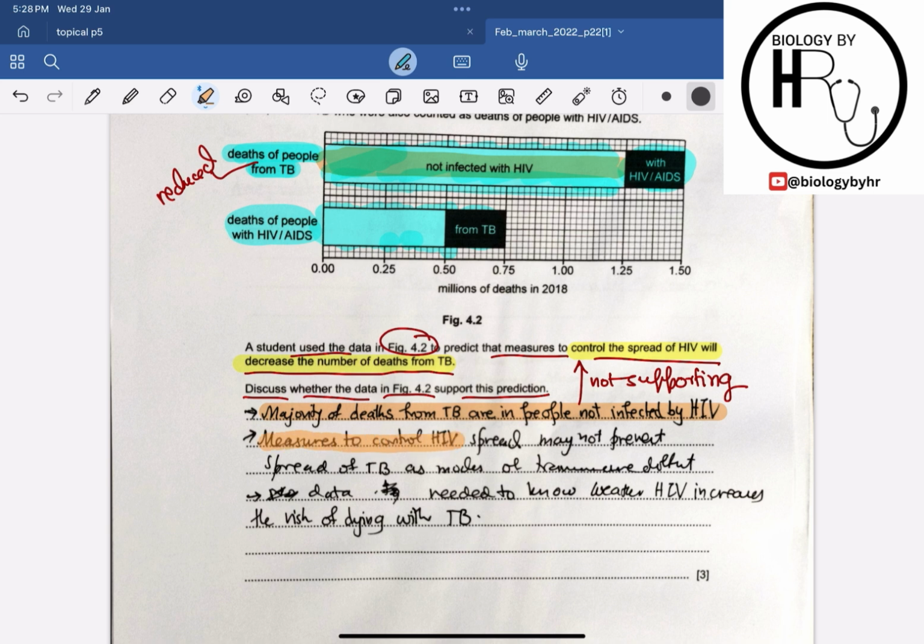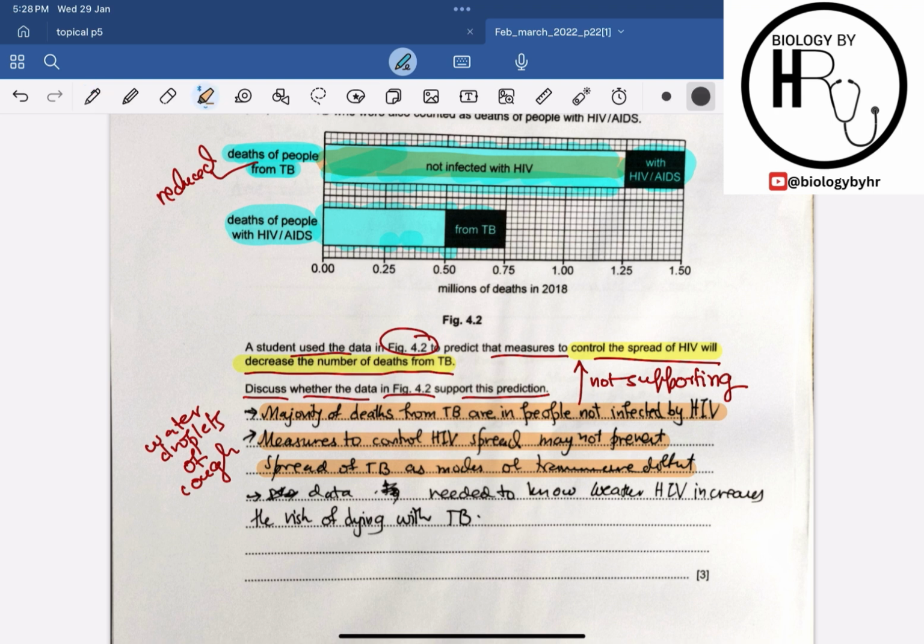The measures to control HIV spread may not prevent the spread of TB as the mode of transmission is different. Obviously, we know that the spread of TB is by the water droplets of the cough, right? Basically, the mode of transmission is coughing. When the water droplets come in contact with another person, then TB spreads. And if we talk about HIV, HIV is basically spread through infected blood, needles, right? Infected needles, serums.